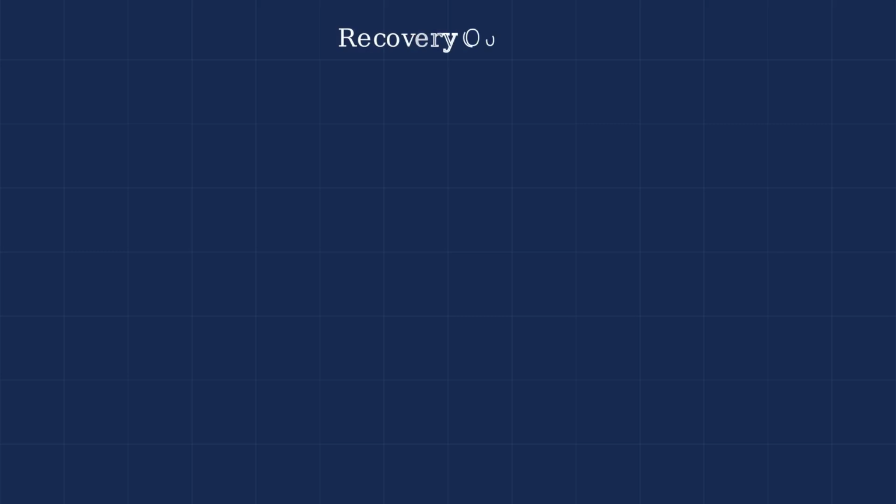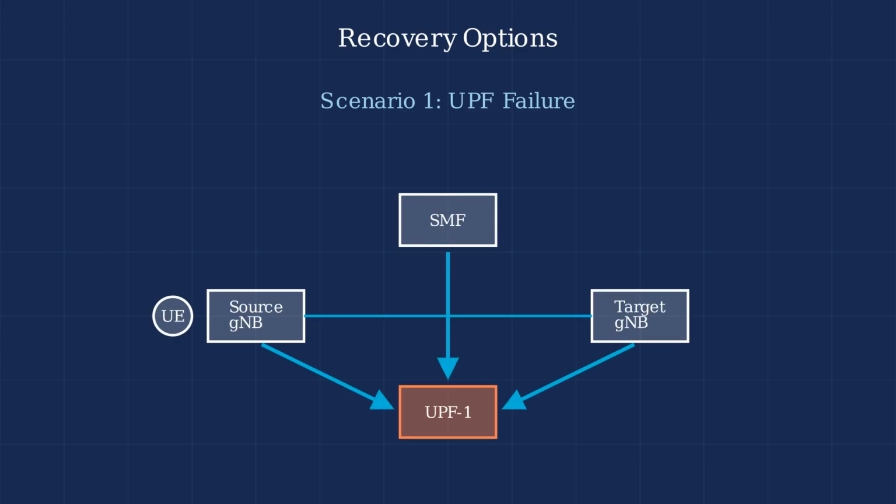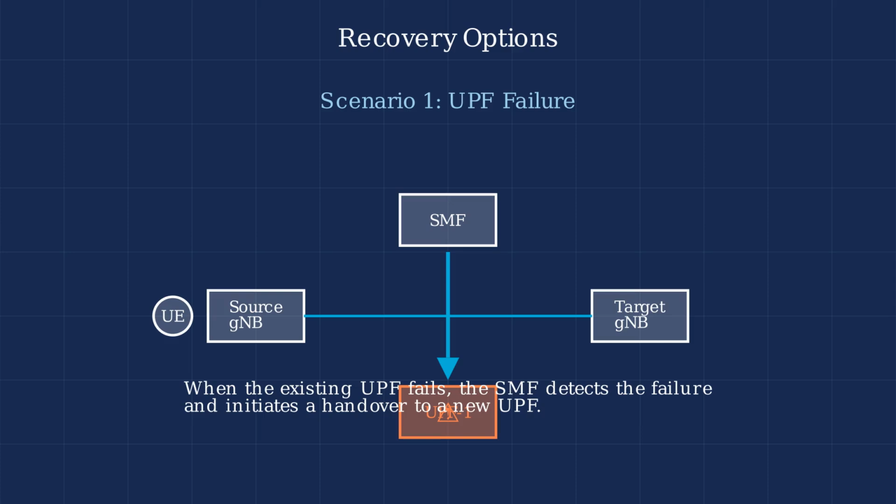Let's explore recovery options for XN-based handovers when problems occur. In our first scenario, we'll examine what happens when the existing UPF fails during handover. When the UPF experiences a failure, the Session Management Function, or SMF, detects this problem. The SMF then initiates reallocation to a new UPF, updating data paths to maintain service.